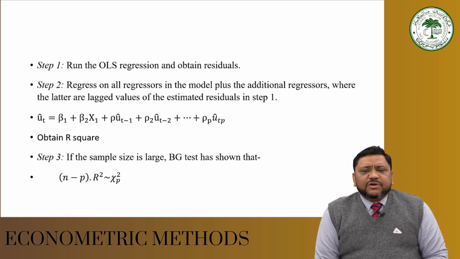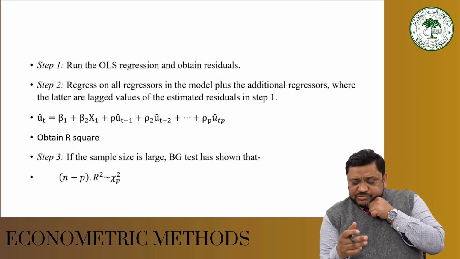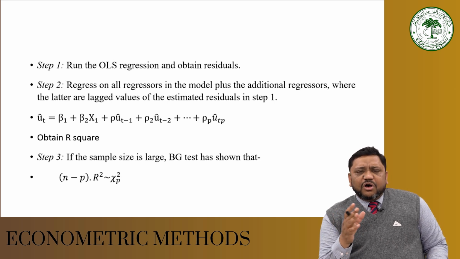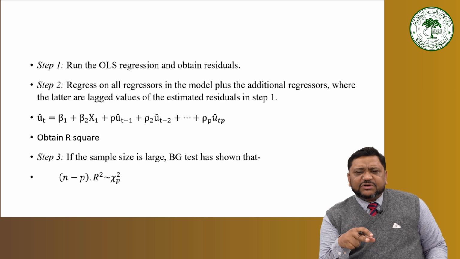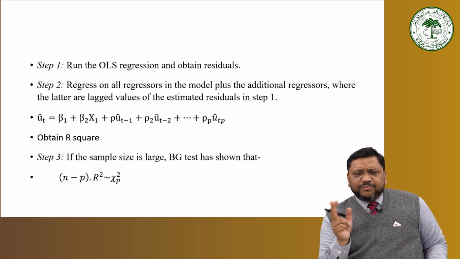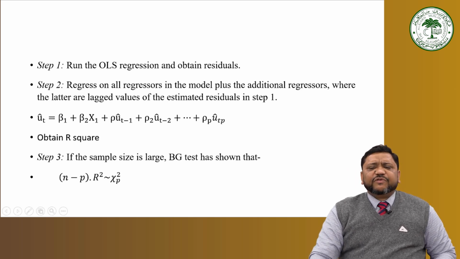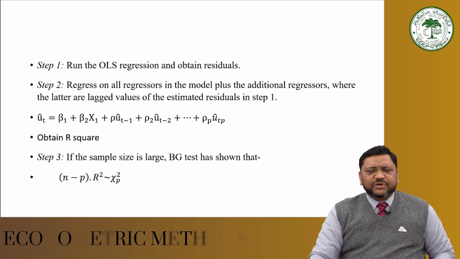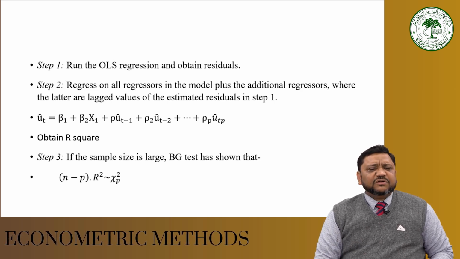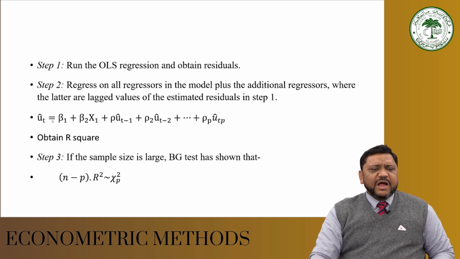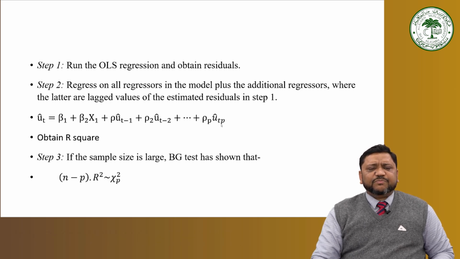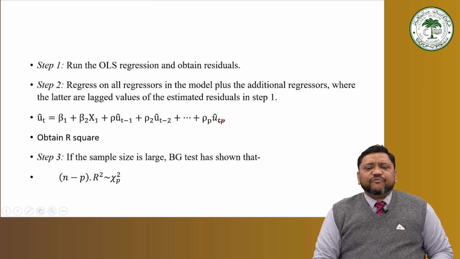Now, what is the process that we follow in order to do this test? What we do is we regress on all regressors in the model plus additional regressors, where the latter are lagged values of the estimated residuals in step 1. We run the OLS regression and obtain the residual. So if, say, p is equal to 4, we will introduce 4 lagged values of the residuals as additional regressors in the model. For example, in the case of a two variable regression model, we have to run this regression, that is u_t hat is equal to beta 1 plus beta 2 x plus rho 1 u_{t-1} plus rho 2 u_{t-2} extending up to rho p u_{t-p}. Then we obtain the R square.